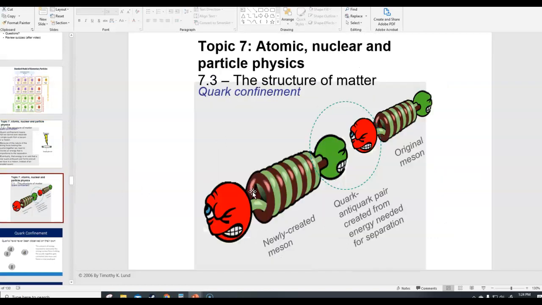Okay, and so this is kind of a silly visualization of that process, where if you were to take, let's say, a meson, and you tried to pull it apart to end up with 2 individual quarks, you would end up just creating a brand new meson, because a quark-antiquark pair would be created from that energy that you're putting in to do the separation. And so that's the idea of quark confinement. You cannot have an isolated quark, and if you try to pull the quarks apart, you really just end up creating a brand new hadron, either a new meson or a new baryon. Well, I guess probably a new meson.